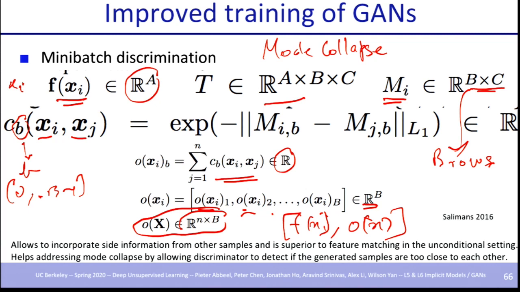So this way, your discriminator is now aware of every single sample's distance to other samples in its own mini-batch, and so it's getting some kind of higher-order across-batch statistics as a feature vector added to your original feature vector.